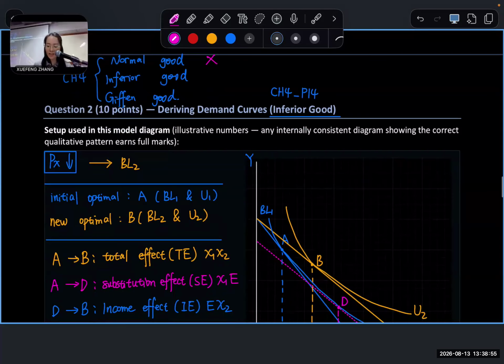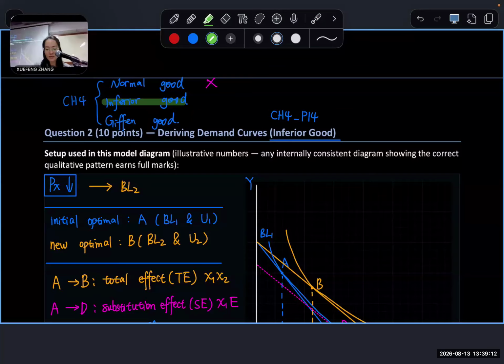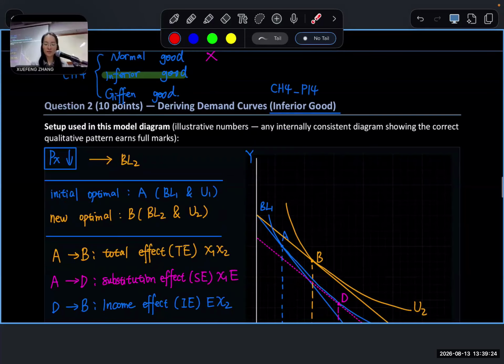And this question, please tell me, this question asks you to draw what kind of good? This question asks you to draw for inferior good, right? For inferior good, that means here. So if I change to given good, can you do that? If I ask you to draw for the given good, can you do that? You need to find the teaching slide and my video recording, okay, if you don't understand.